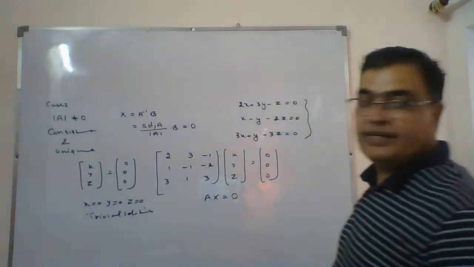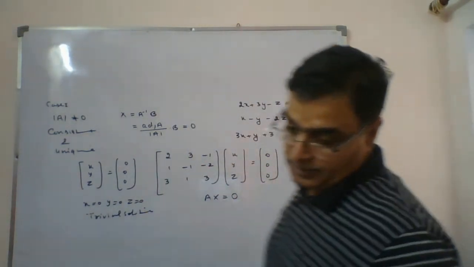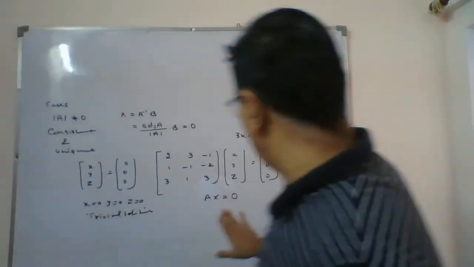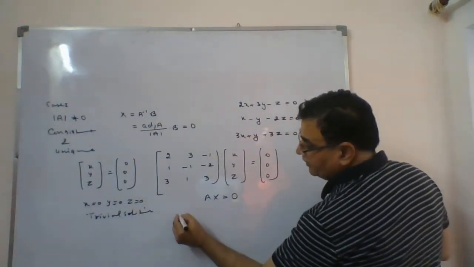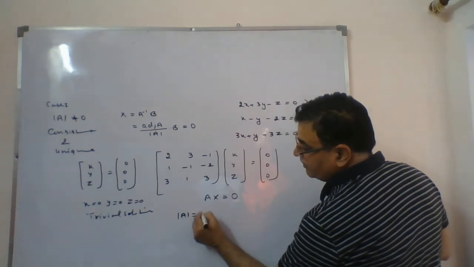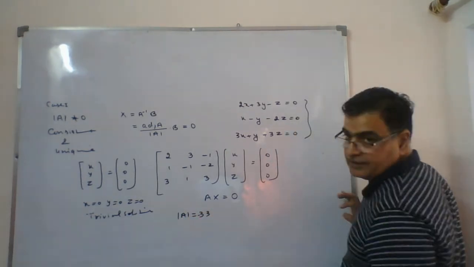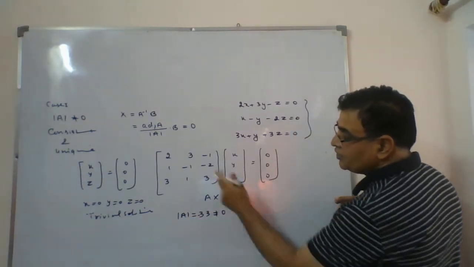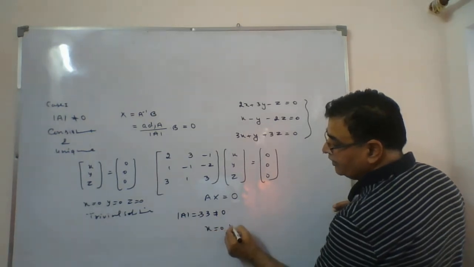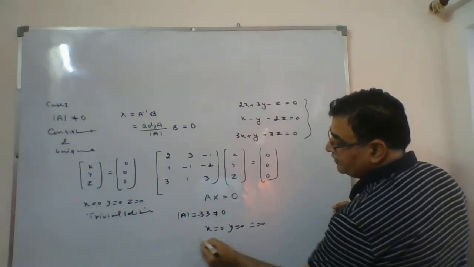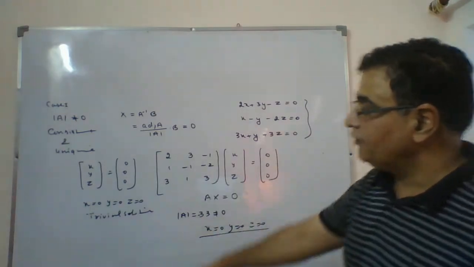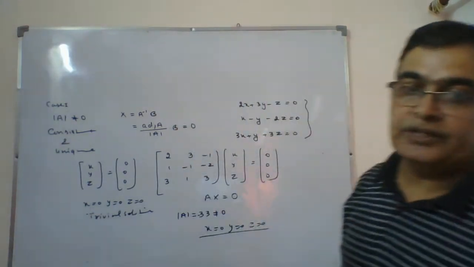Now coming to the second case, case 2. In this case, this was the question we have taken. When you solve this determinant A, it comes out to be 33, which is not 0. Not 0 means we will say x is 0 here, y is 0 here and z is 0 here. So we will say we have the trivial solution 0, 0 and 0.